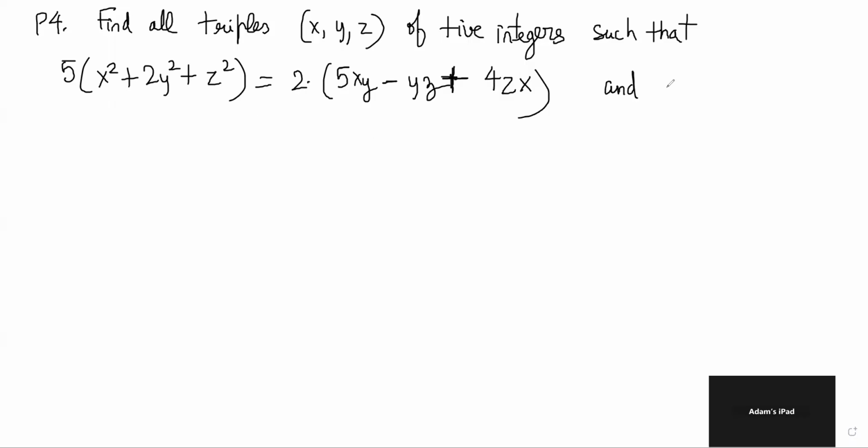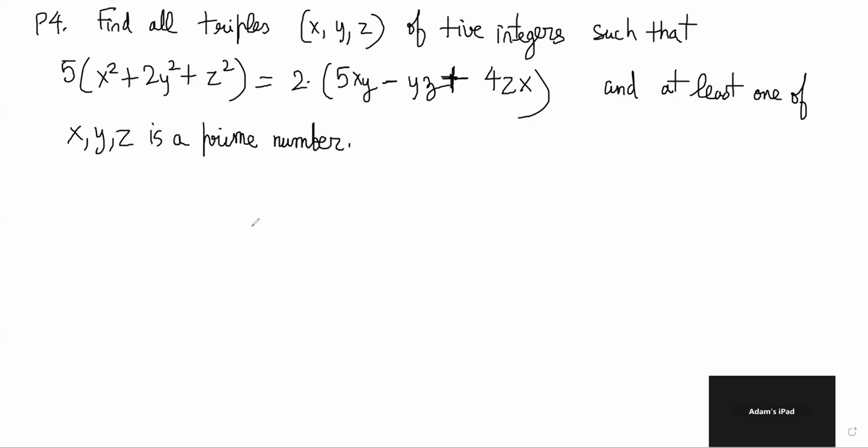and at least one of x, y, z is a prime number. Write down the question: 5xy minus yz plus 4zx, and at least one of x, y, z is a prime number.